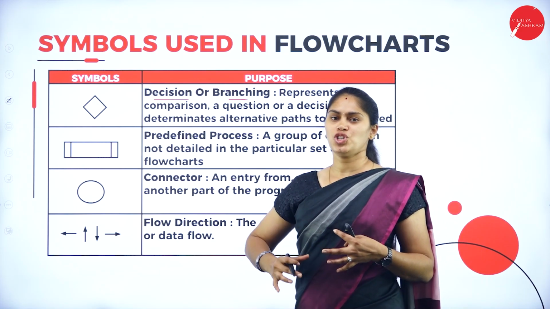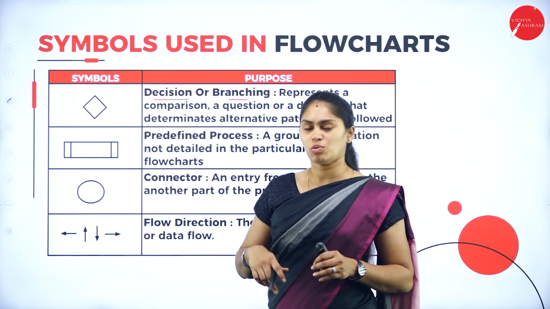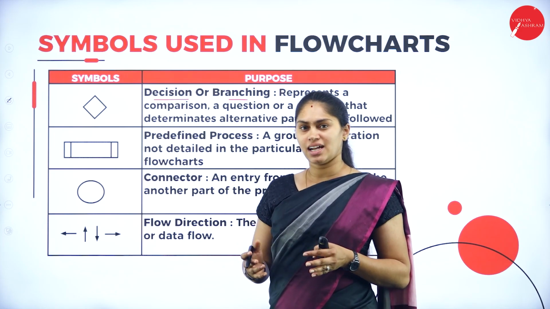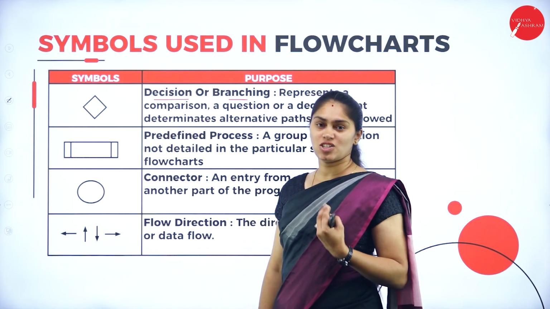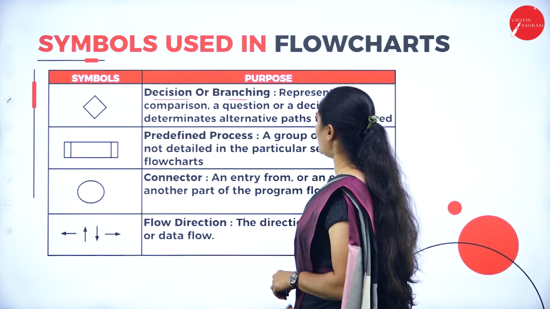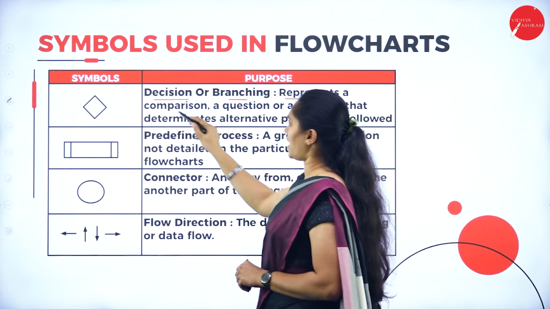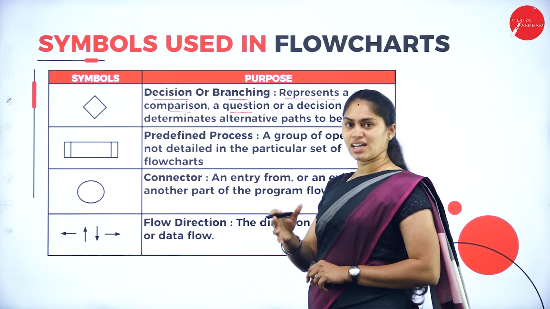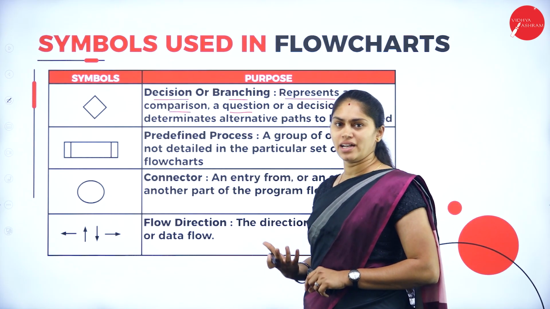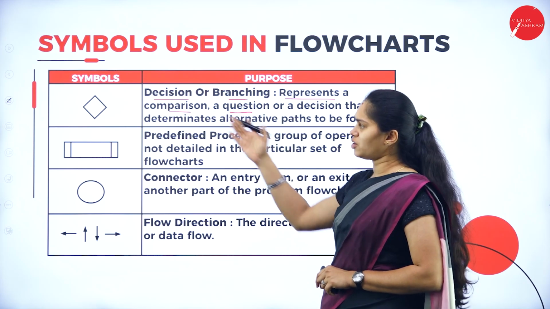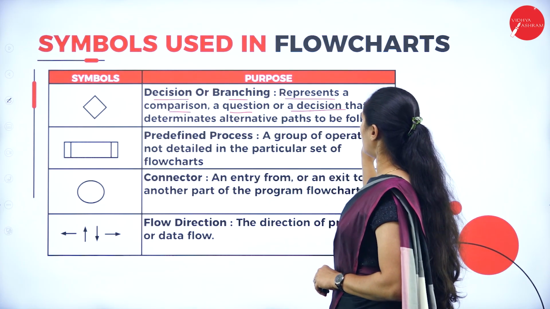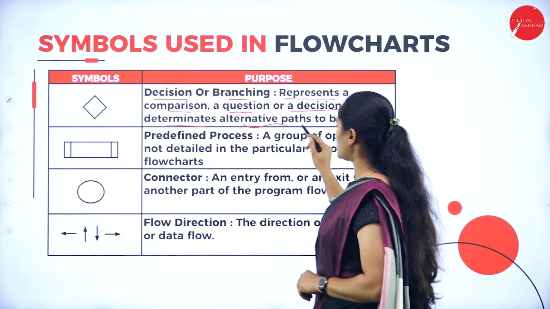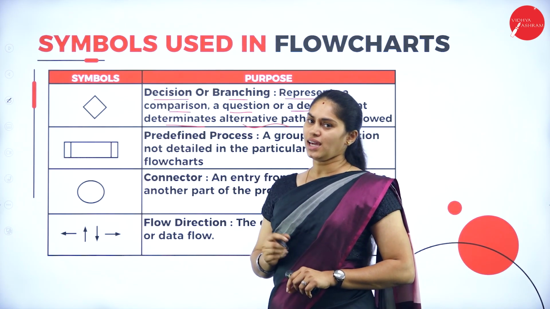So when we want to choose between the choices, whether true or false, if A is greater than B, yes or no, then at that time we use this decision-making or branching symbol, that is the rhombus, which represents a comparison. As I told, A greater than B, that greater than symbol is a comparison, a relational operator. In order to have that, we use this rhombus to perform a question or a decision that will determine the alternative path to be followed.